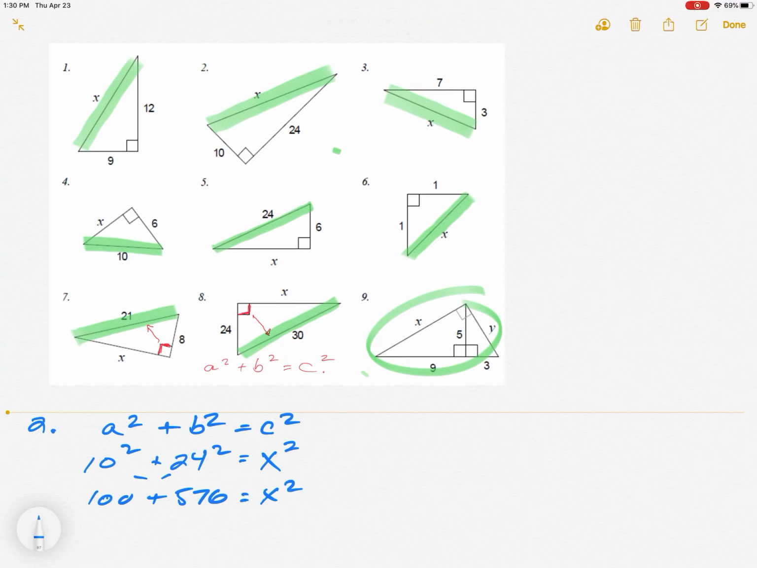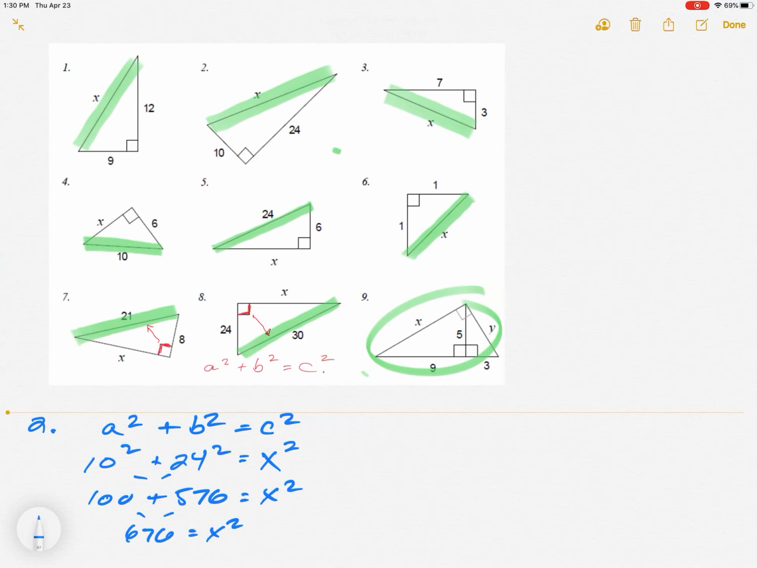I'm going to simplify this left side a little bit more, so I got 100 plus 576 equals 676, and that's equal to x squared. Now this can be a little tricky because I have x squared equals 676, or 676 equals x squared. So how do I get x by itself?